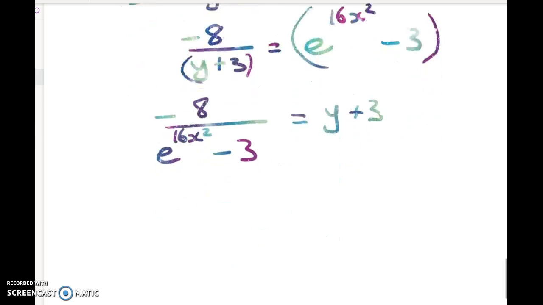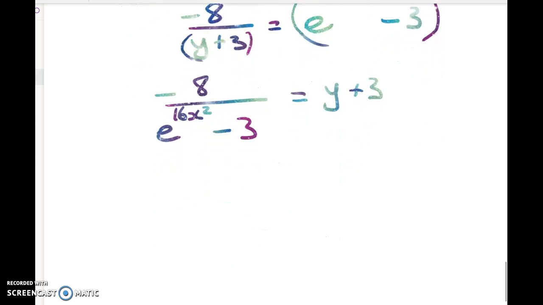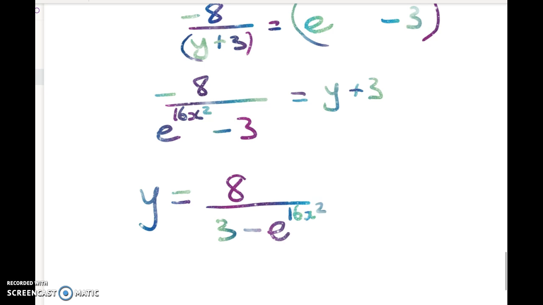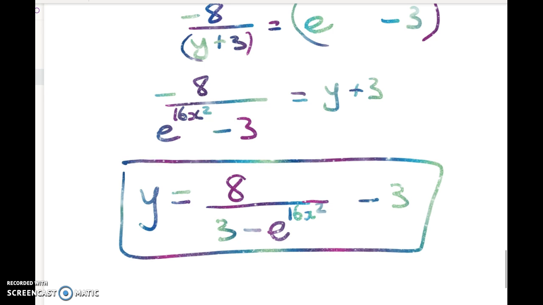I can hear you groaning down the computer at how much work this is, by the way. But you kind of know that by now. Lastly, we get y is equal to, let's change that into 8 over (3 minus e to the 16x squared), take away 3. Okay, so I think that's a perfectly good final answer.